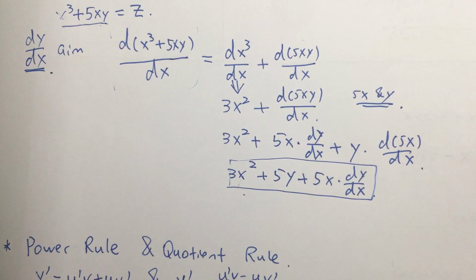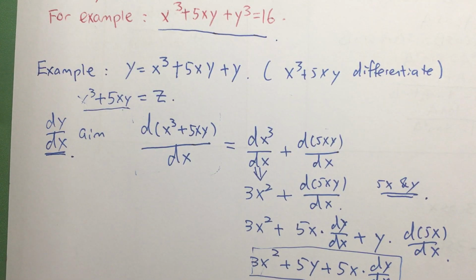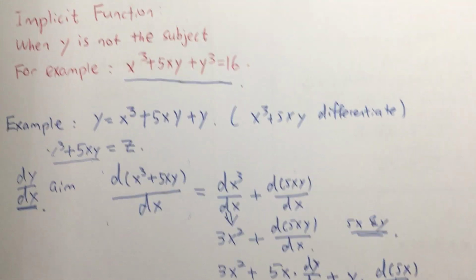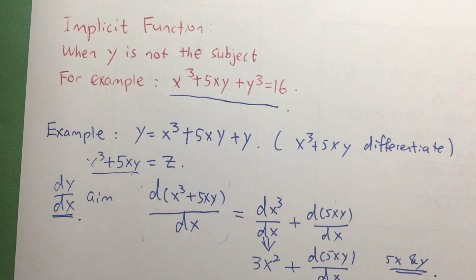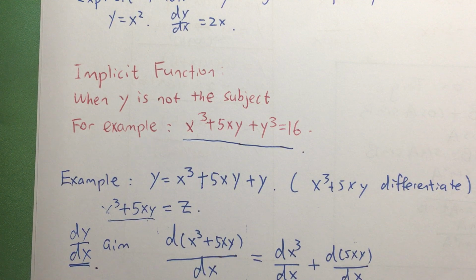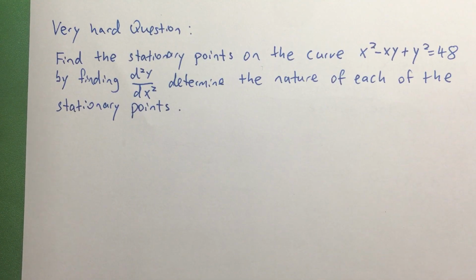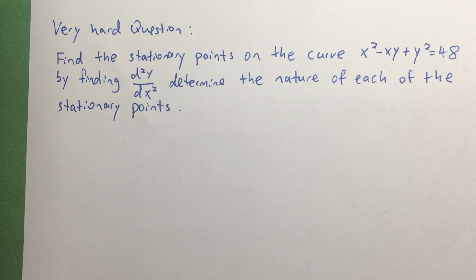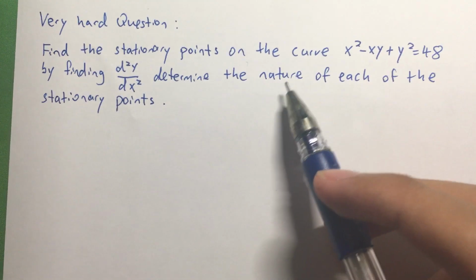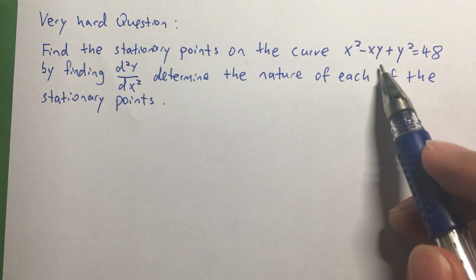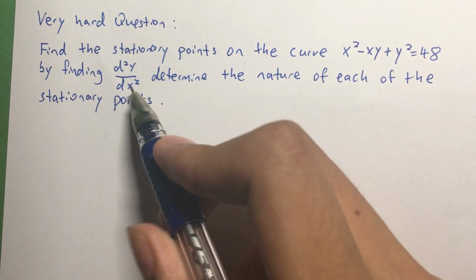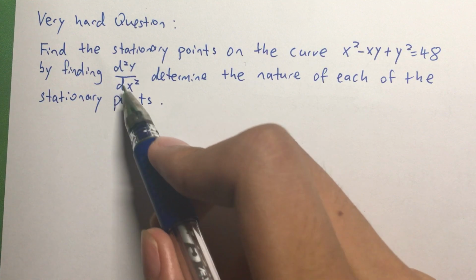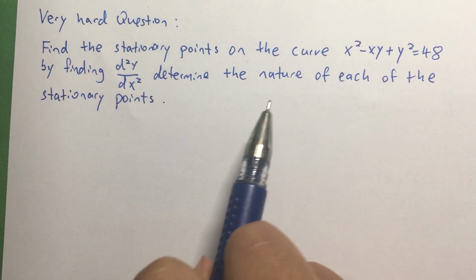Okay, so yeah, that is an introduction of the implicit function, and it is quite difficult. So now let's go into a super hard question, which is this question. It says find the stationary point on the curve x squared minus xy plus y squared equals 48 by finding the d squared y over dx squared and determine the nature.